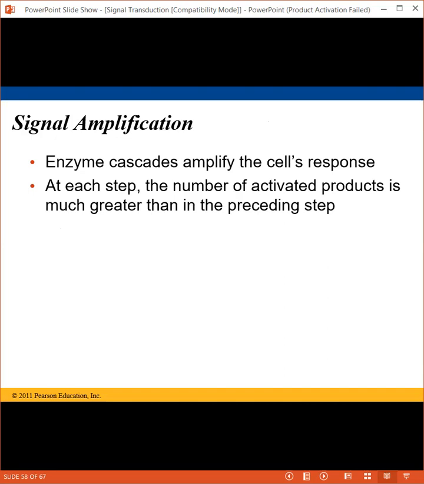Okay, so next is signal amplification. Just like the phosphorylation dephosphorylation process, some enzymes are also there which cascade and amplify. Those enzyme cascades can amplify the cellular response. At each step the number of activated products is much greater than in the preceding step. So in this way the signal is getting amplified.